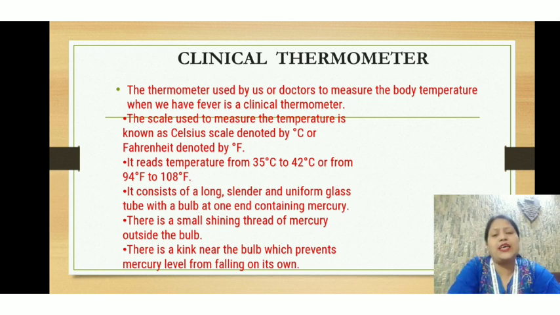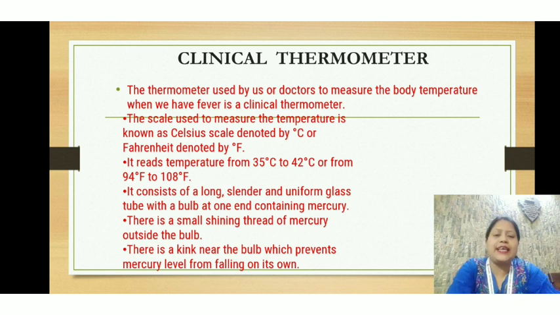Clear? Regarding its structure, it consists of a long, slender and uniform glass tube with a bulb at one end containing mercury. Structurally, the clinical thermometer has a long, slender glass tube with a metallic bulb at one side. This metallic bulb holds the mercury. Next, there is a small shining thread of mercury outside the bulb.